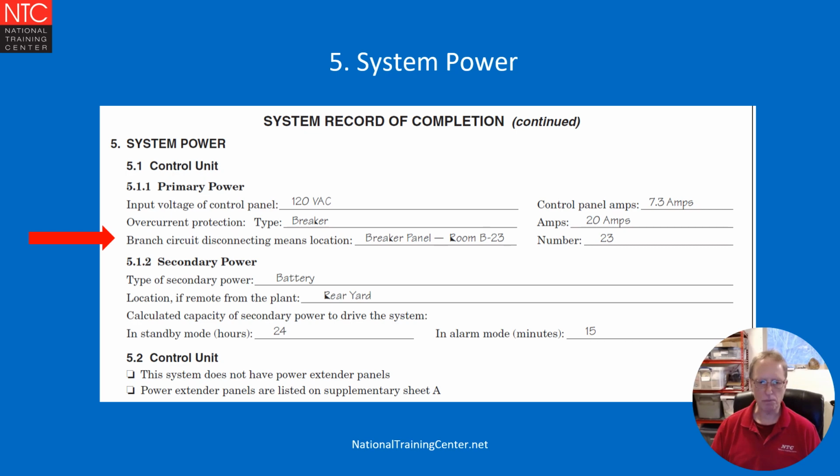Section 5, system power, is where we note the branch circuit disconnecting means location. This is where the circuit breaker for primary power to the fire alarm system is located. This helps anyone working on the fire alarm system at a later date easily locate the power to disconnect primary power to the fire alarm system so it can be serviced.